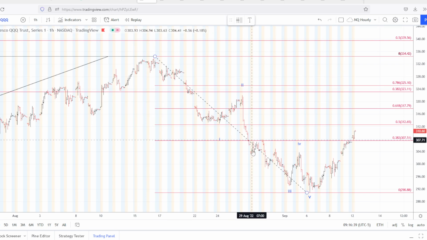We've got 5 waves down, as you can see there in the blue. We've got an A, B, C up here, and we're approaching the 50% retracement. There's a 618 above. Any move above that August 16th high of 334.42 would negate that count. 5 down, 3 up, then we'll see another 5 down.